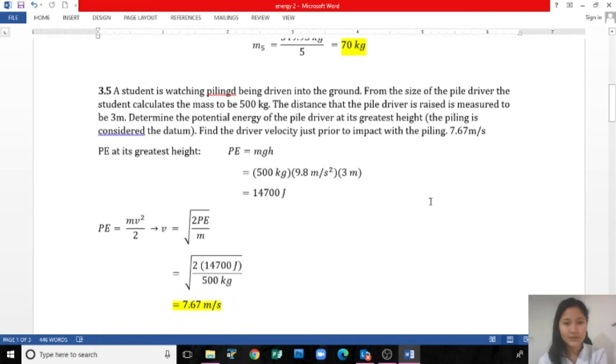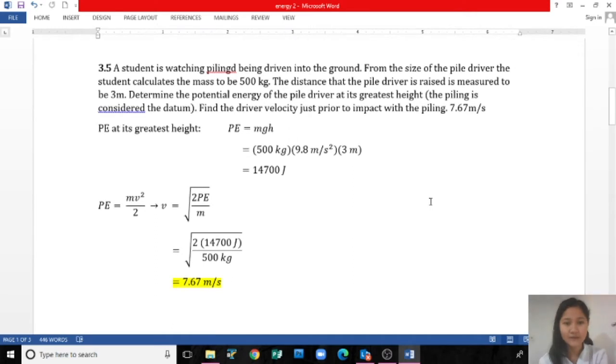Next, a student is watching piling being driven into the ground. From the size of the pile driver, the student calculates the mass to be 500 kilograms. The distance that the pile driver is raised is measured to be 3 meters. Determine the potential energy of the pile driver at its greatest height. The piling is considered the datum. Find the driver velocity just prior to impact with the piling.